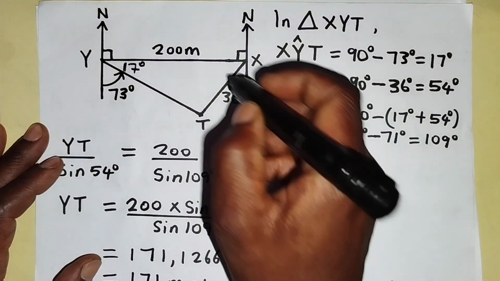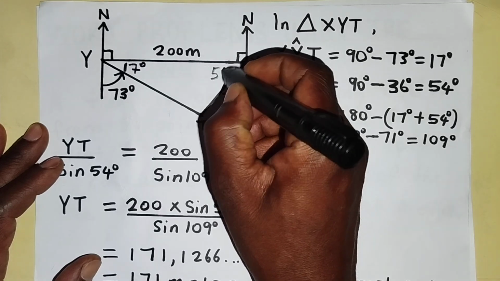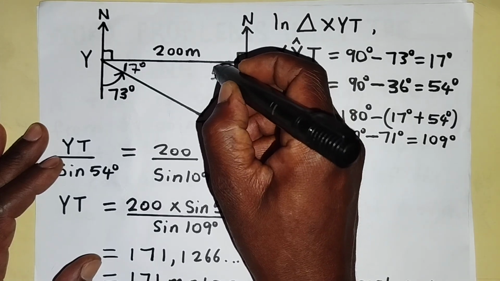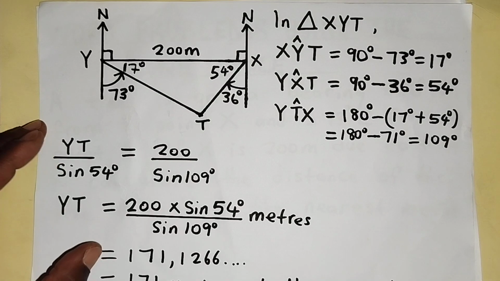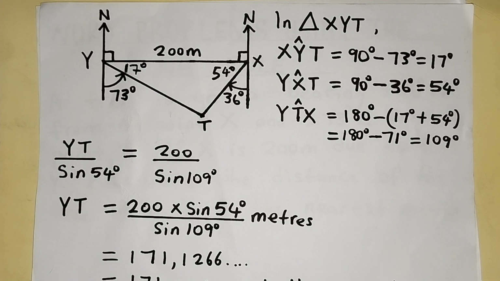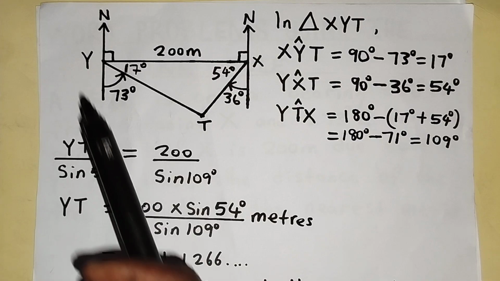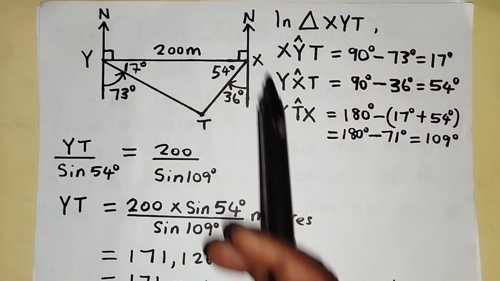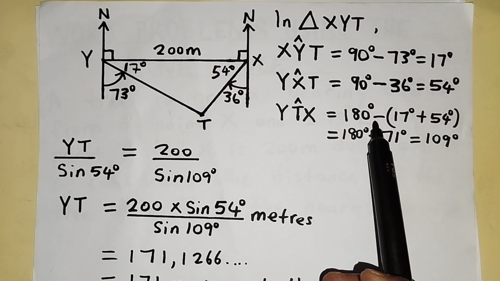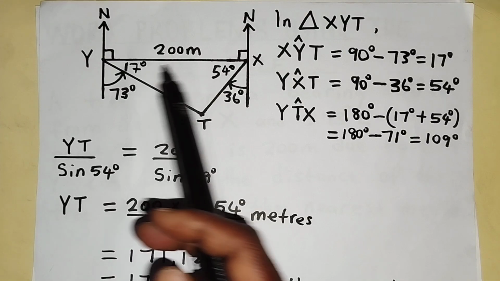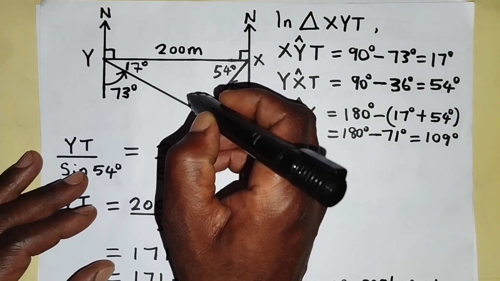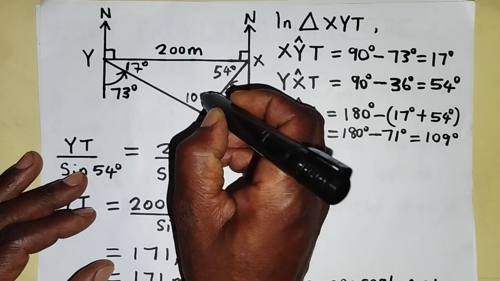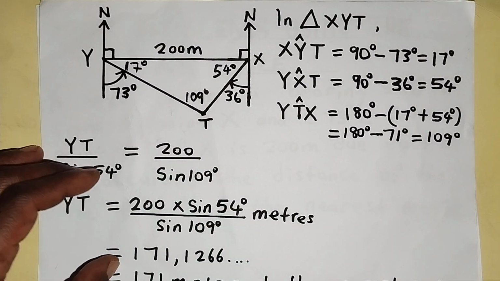And also here, the size of this angle inside is 90 minus 36 degrees, which is YXT. That's 54 degrees. And also the size of the angle YTX is 180 minus the sum of this 17 and 54, which is 109 degrees. So here we have got the angle of 109 degrees.